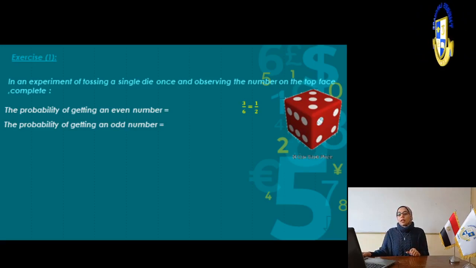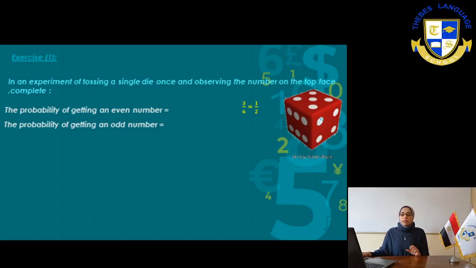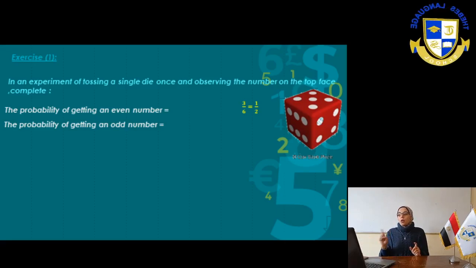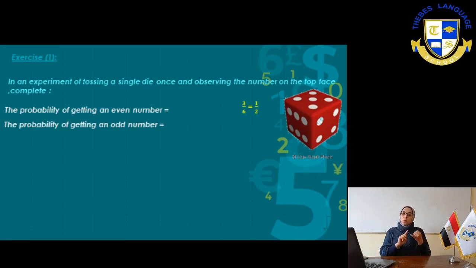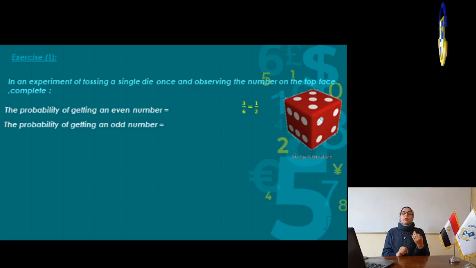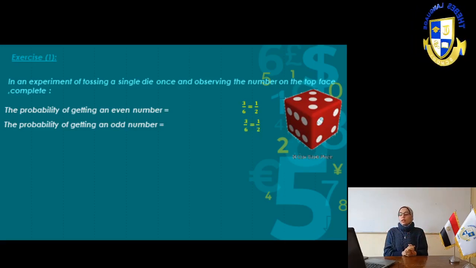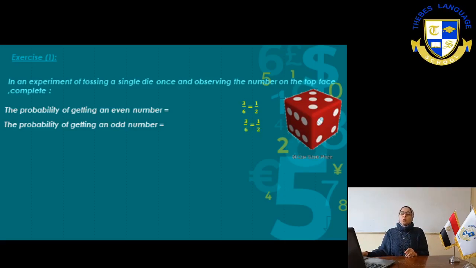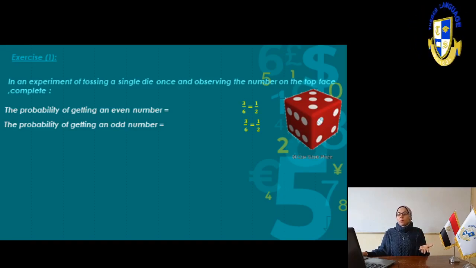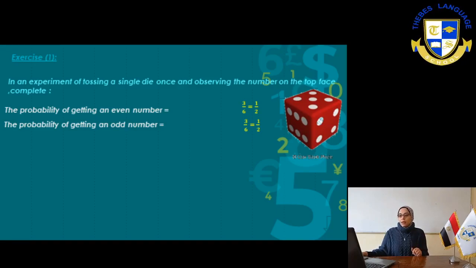The probability of getting an odd number. At first, how many odd numbers are in the die? 1, 3, and 5. Also, we have 3 odd numbers in the die. So, the probability of getting an odd number is 3 over 6. 6 is the total number of faces of the die. We will simplify it. It will be half. How do we simplify? Divide by 3, up and down. It will be half.